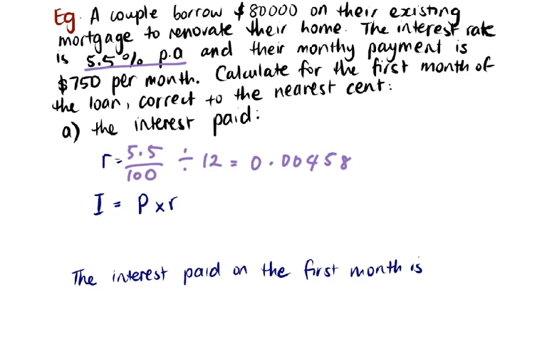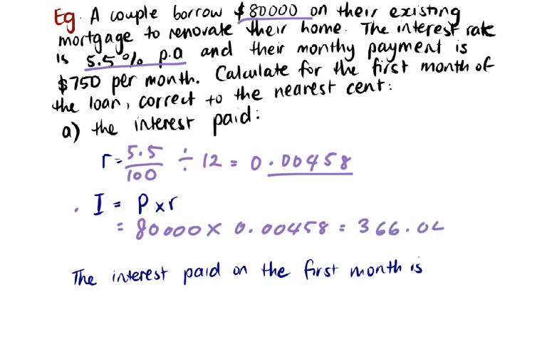We're now going to use our interest formula, so I equals P times R, where P is our principal, which is $80,000, and our rate is this amount that we've just calculated, 0.00458. So if we multiply those, we get $366.40. So the interest paid in that first month is $366.40.